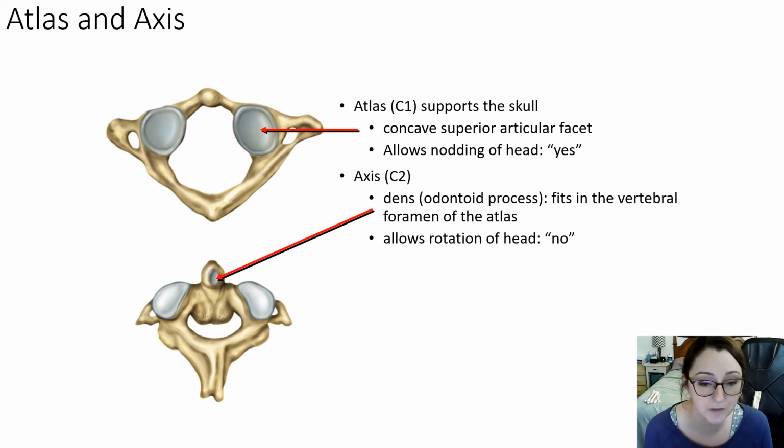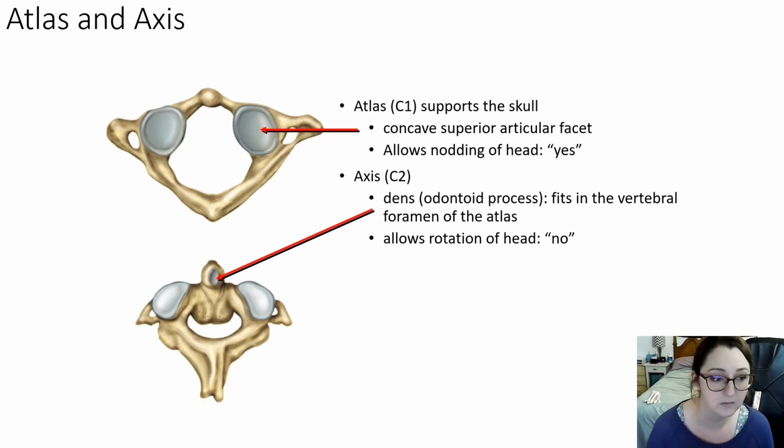There are two special vertebrae that I want you to know by name, and that is the C1 and C2 vertebrae. So these are the first two vertebrae at the top of your neck, directly under your skull. It is the atlas, which is C1, which is going to hold up your skull. It is going to allow for you to nod your head yes, but it technically doesn't move away from the skull at all. You have the axis, or the C2, which has a process called the odontoid process, or the dens, which is going to fit into the vertebral foramen, so that big hole there in the middle of C1.